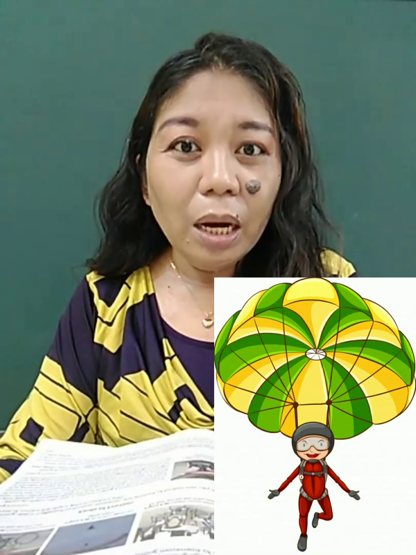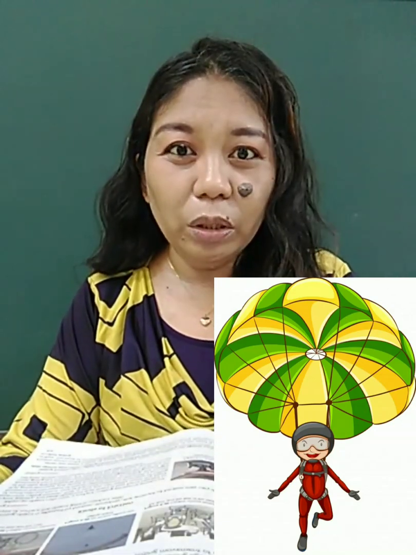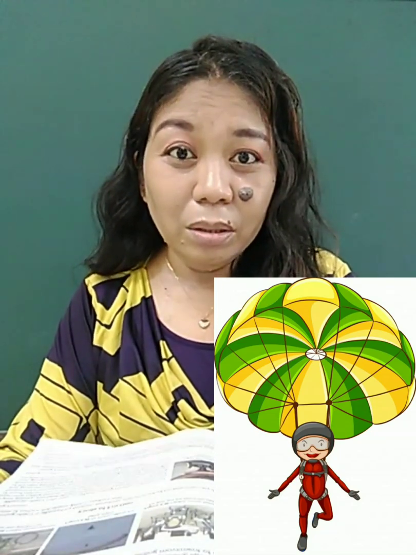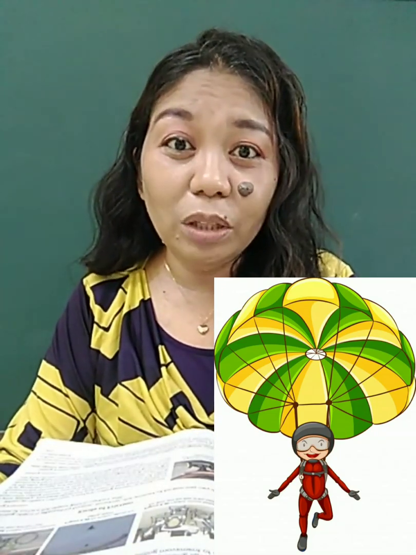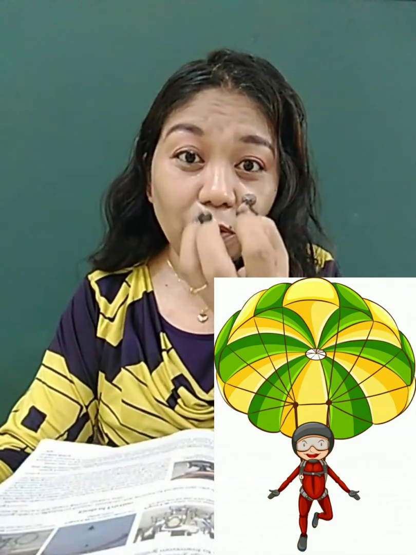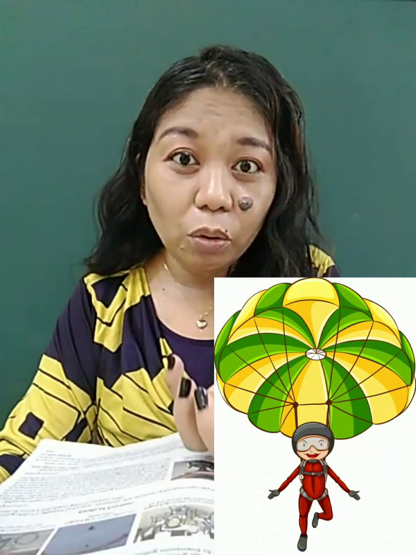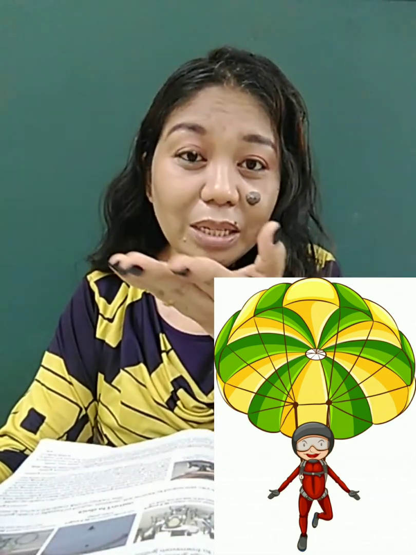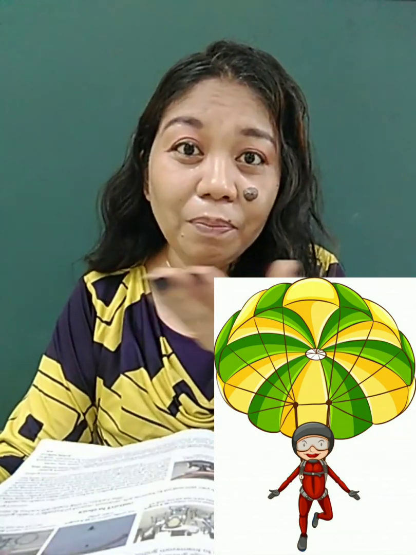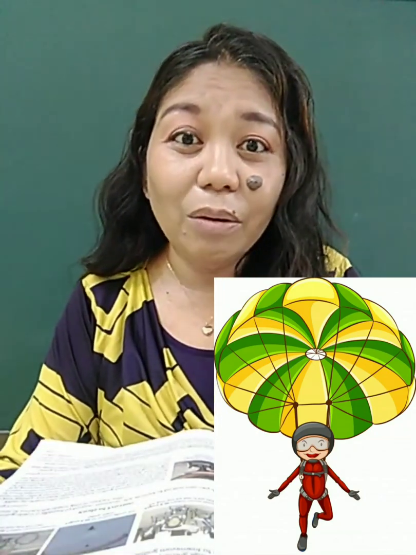The same with a parachute. Why does a parachuter who jumps from a plane not fall quickly to the ground? Why does he float in the air? Because there is fluid friction. His movement would be going down because of the force of gravity, but he cannot go straight down because there is air that stops him from going very fast. There is fluid friction in the air.